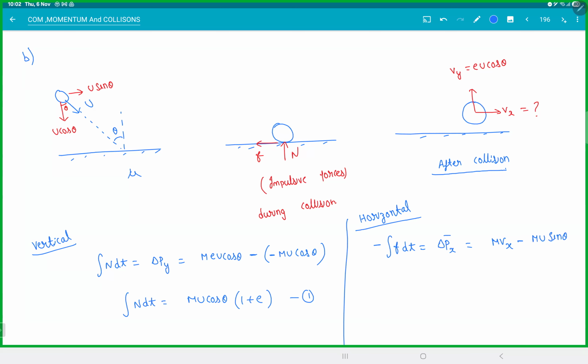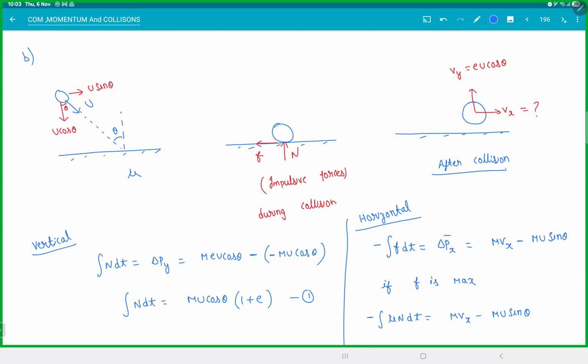Have a look at the equations. Now, if you take f is maximum, then your equation becomes integral minus mu N dt is equal to mvx minus mu sine theta. You can see the resemblance. It kind of looks like what we did with that bullet and the block problem.